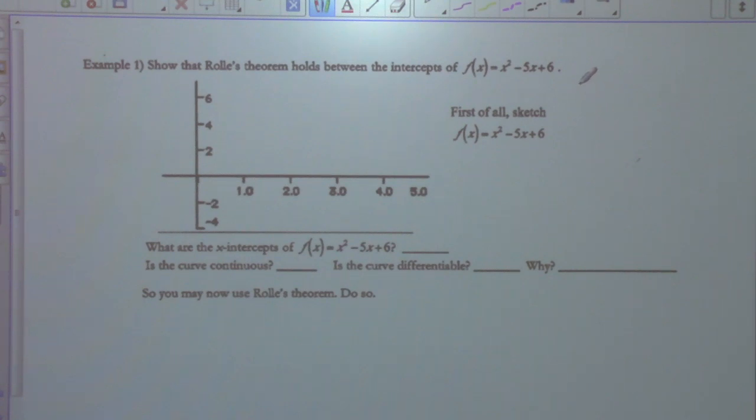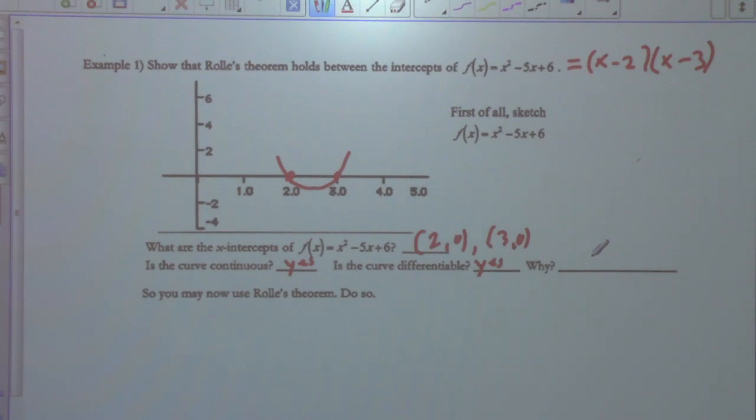What is your factored form of this? Wait, -6 and 1. No, -2, -3. So here we have our x-intercepts, and so what is that going to look like graphed? It's going to look like this, right? So what are the x-intercepts? They're going to be 2, 0 and 3, 0. Is the curve continuous? Yes. And differentiable? Yes.